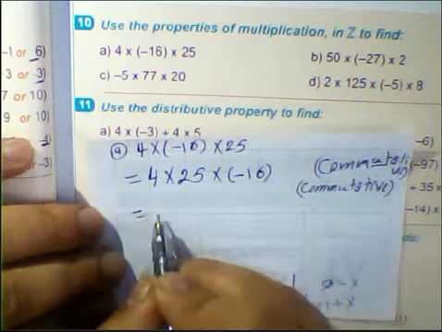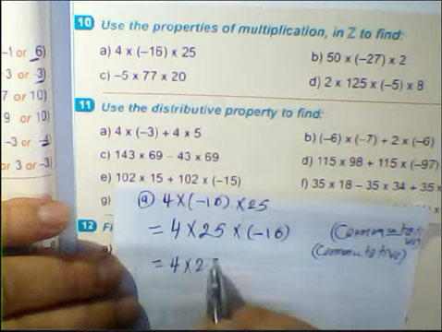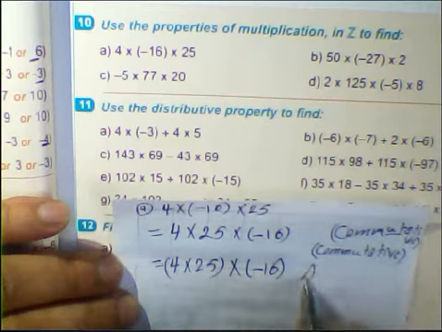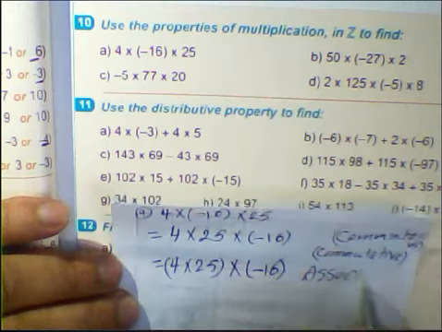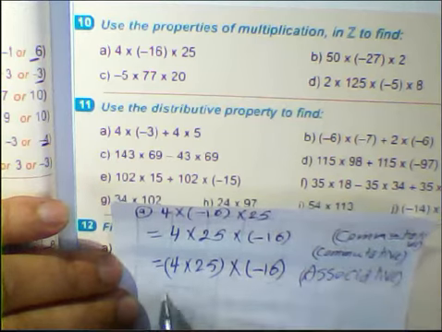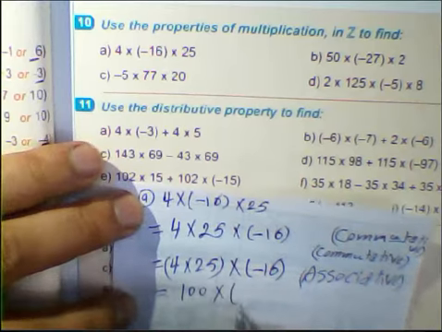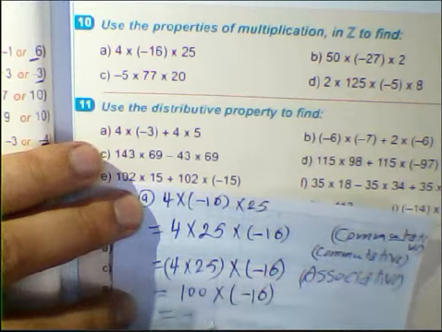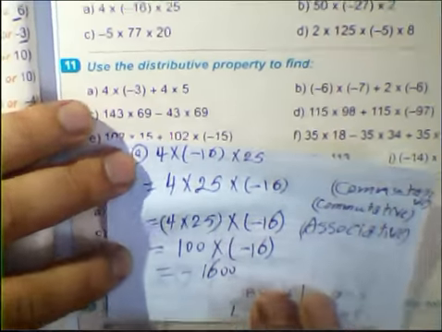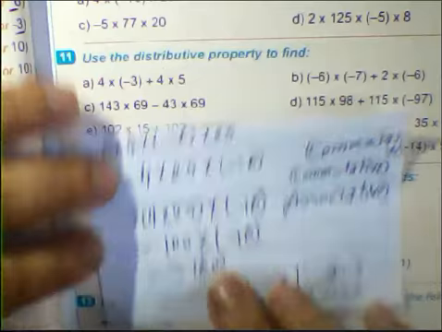And then you can use the associative property: 4 multiplied by 25 in parentheses multiplied by negative 16. Associative. And then find the result. 4 multiplied by 25 equals 100, multiplied by negative 16 equals negative 16, and we have double zero behind it, so the result will be negative 1600.